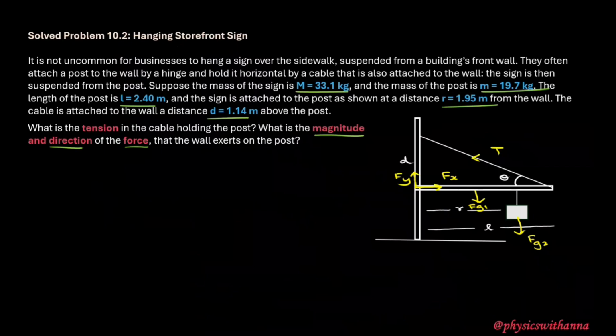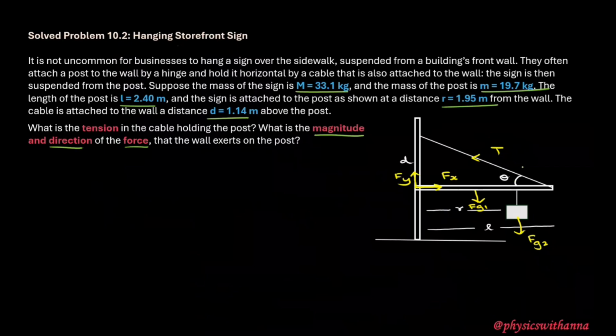So first we will find the horizontal force and the vertical force, and then we will find their resultant angle and magnitude. We already identified all the forces acting on the system. We have Fg1 due to the weight of the post, Fg2 due to the weight of the store sign. We have the tension T in the string making an angle theta with the post.